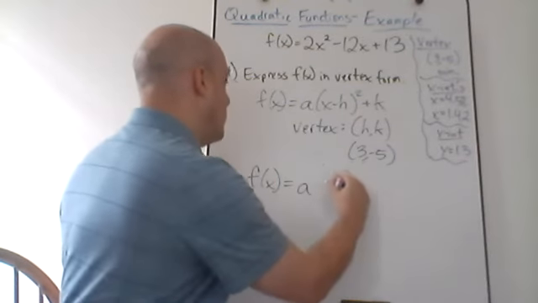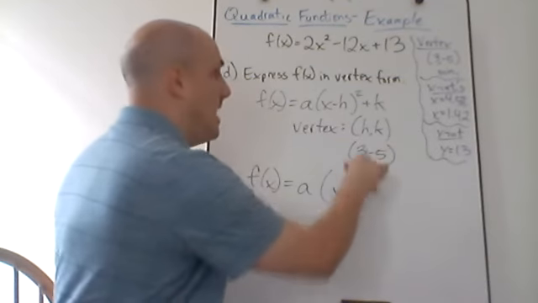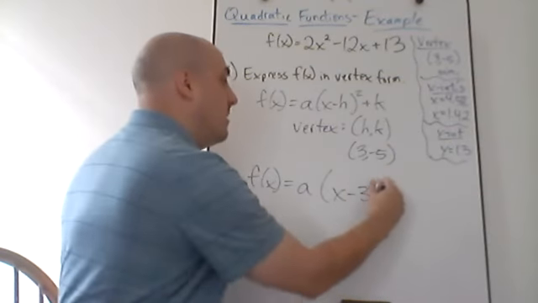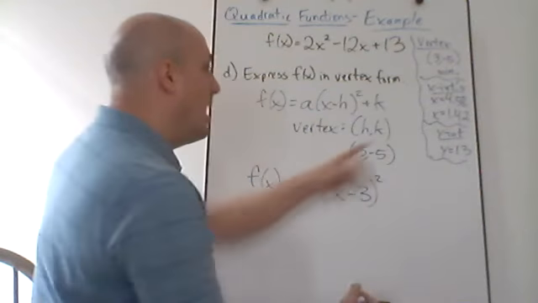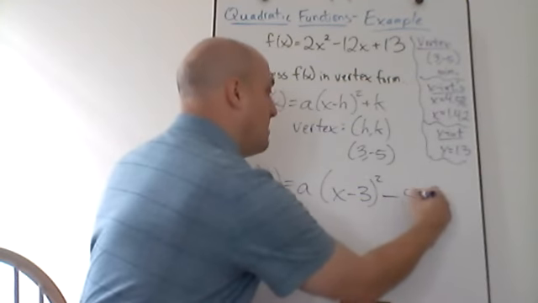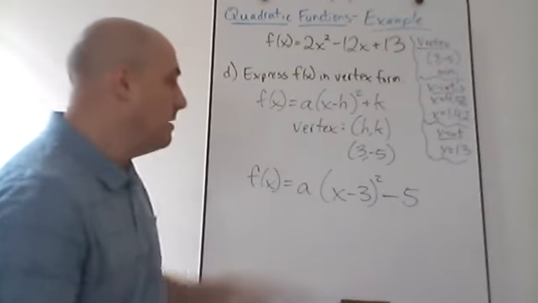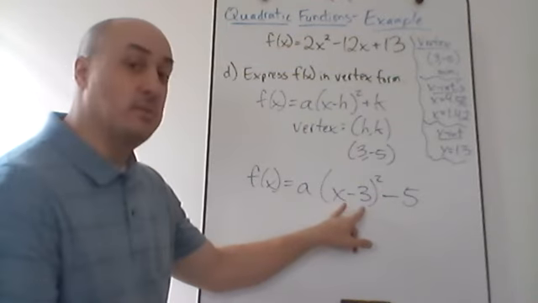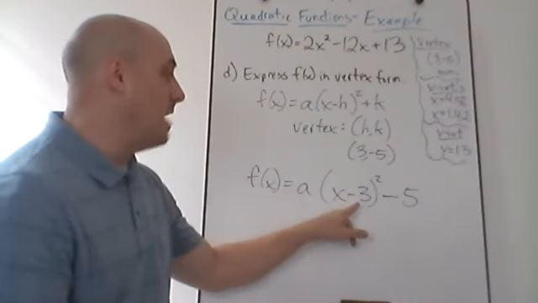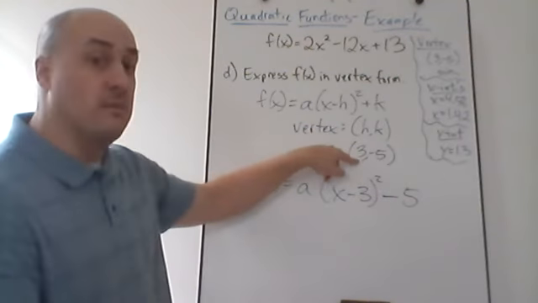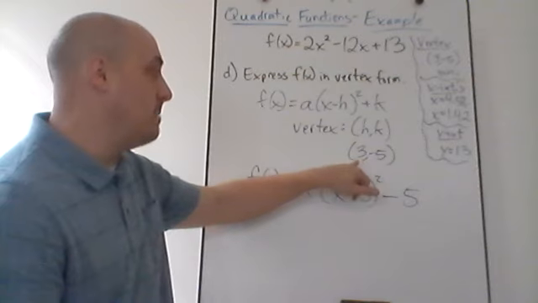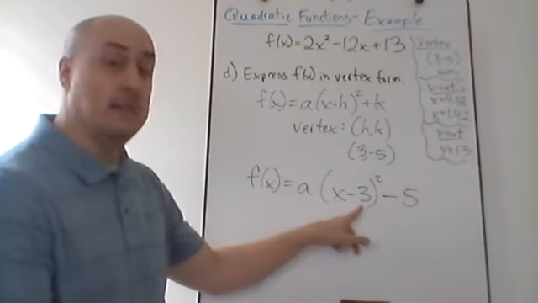So f of x equals a times x minus h. Now my h is 3, so that's x minus 3 squared, and my k is negative 5, so that's going to be minus 5. The trickiest thing about the vertex form is that the number inside the parentheses with the x is the opposite sign of the x-coordinate of the vertex. So if my x-coordinate is positive 3, in here I put x minus 3, right?